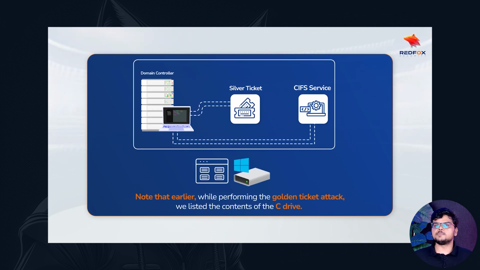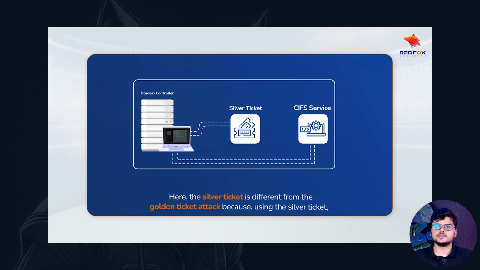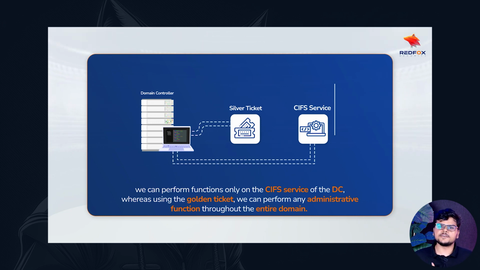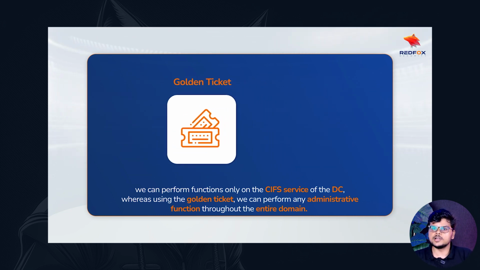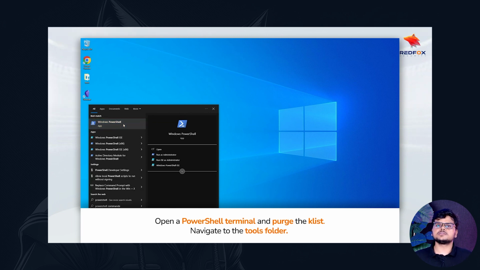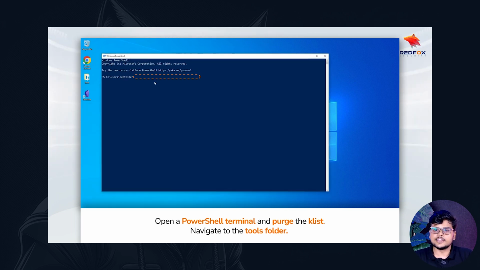Note that earlier, while performing the golden ticket attack, we listed the contents of the C drive. Here, the silver ticket is different from the golden ticket attack because using the silver ticket, we can perform functions only on the CIFS service of the DC, whereas using the golden ticket, we can perform any administrative functions throughout the entire domain. Open a PowerShell terminal and purge with klist. Navigate to the Tools folder.